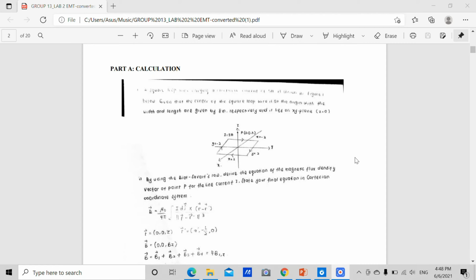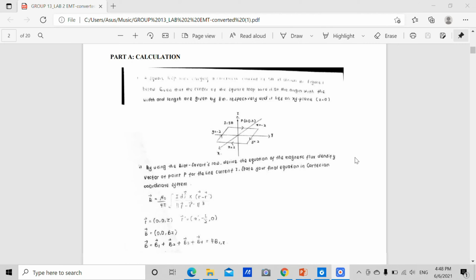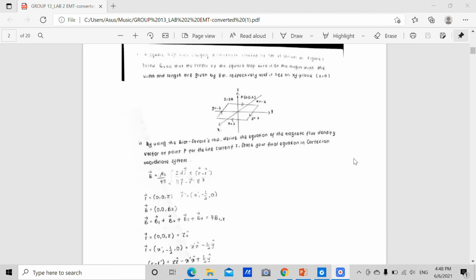And today our group wants to present about Lab 2 and I would like to explain about question 1 part A. In this question we can derive the equation of the magnetic flux density vector at point P for the line current I.